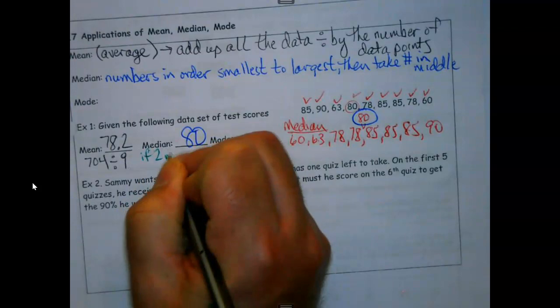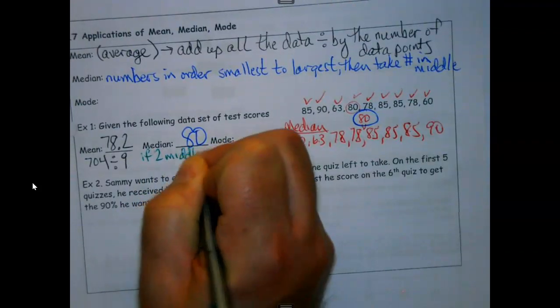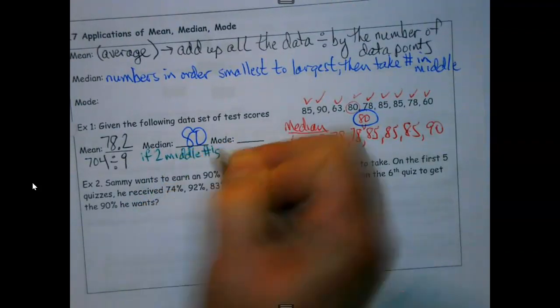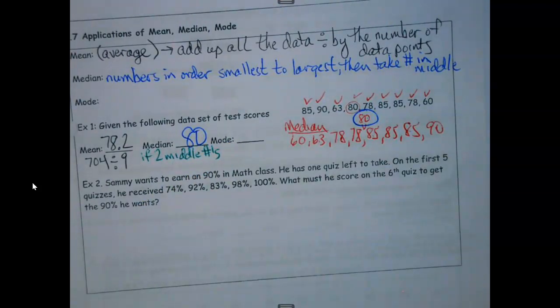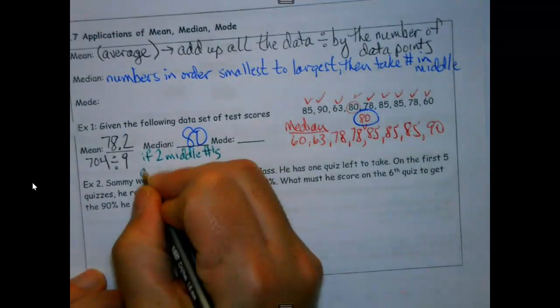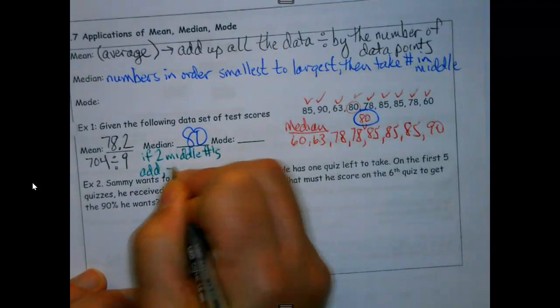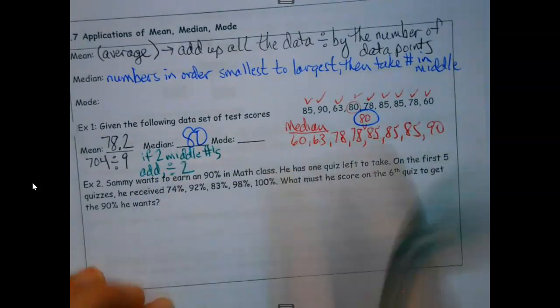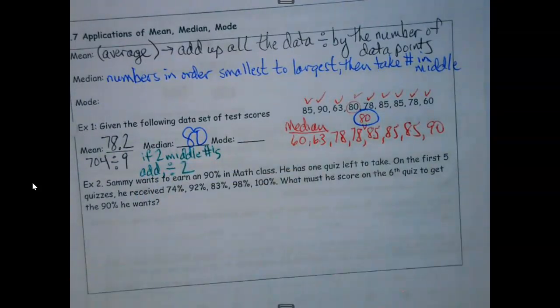If there's two middle numbers, like let's say I would have had a list and I started counting in from the edges, and this 80 wouldn't have been here, and I'm coming in, and I'm coming in, and I'm like, well, wait a minute. There is no middle number. It's both of these. If there's two middle numbers, you add them and then divide by 2. You're going to take the average of the middle two numbers.